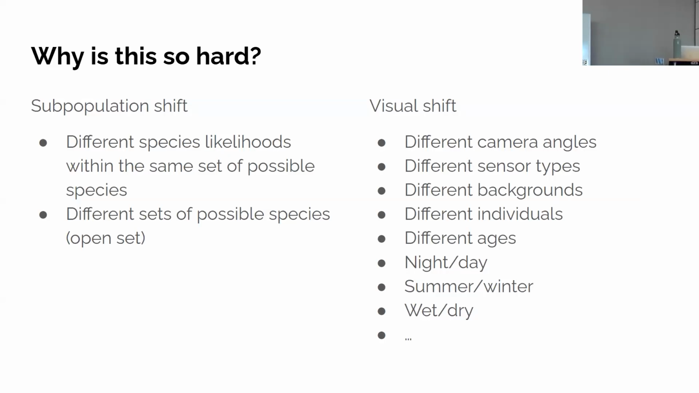So when we talk about distribution shift, I talked a little bit about subpopulation shift, but distribution shift in general can appear in many, many different ways. So different camera angles, sensor types, backgrounds, individuals' ages, night and day is a big thing, summer and winter, which is what I just mentioned. Wet and dry, I'm pretty sure Sarah added that because of her snow leopard situation. She said between a wet snow leopard and a dry snow leopard, it was really, really hard to re-ID them. In general, these are just some of the problems that we think about and some of the shifts that we try to be robust to in computer vision.